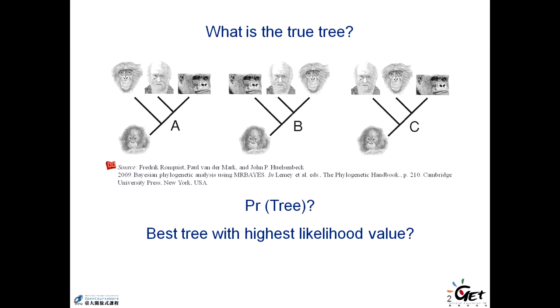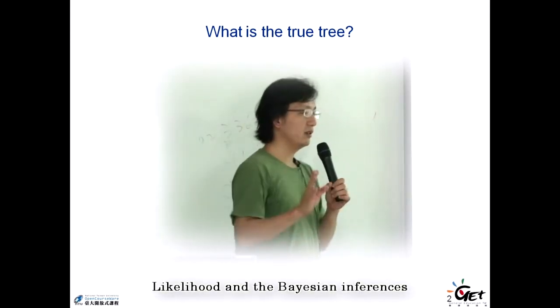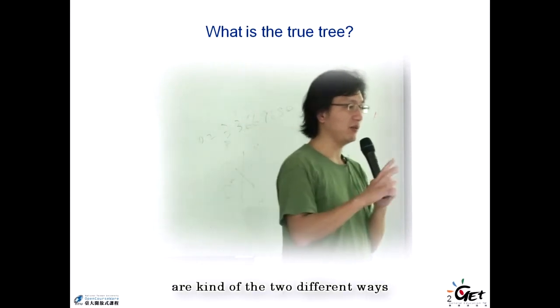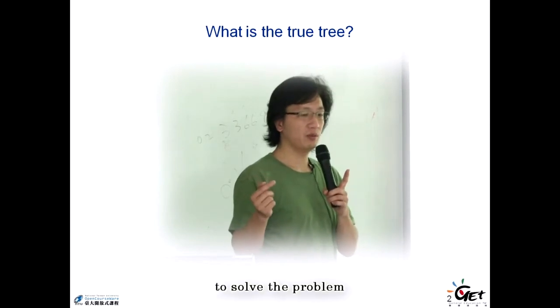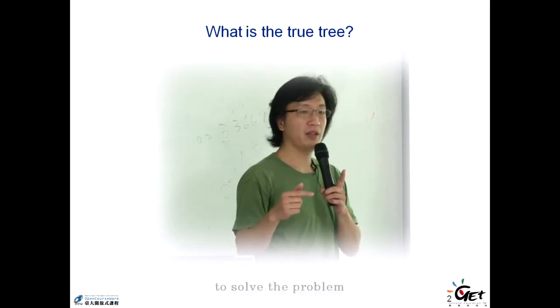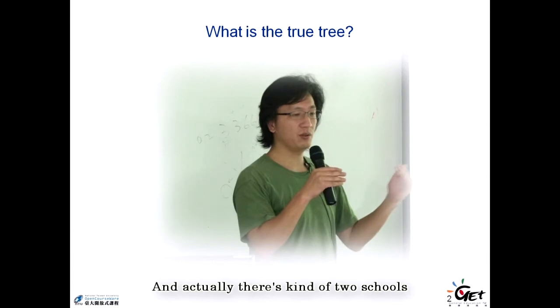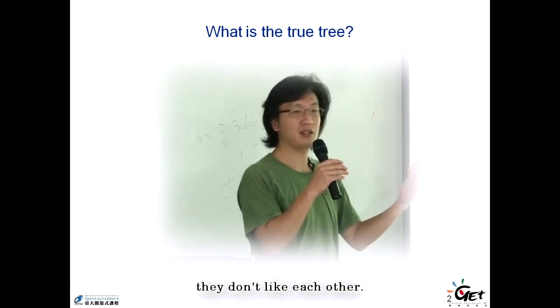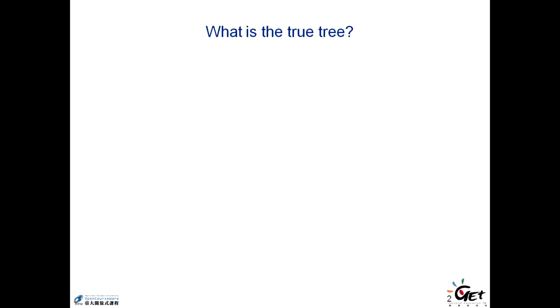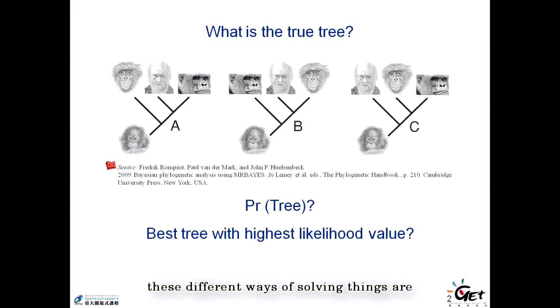Anyway, there are different ways to evaluate the trees, but they are all trying to find the most probable tree, or the best tree. Likelihood and Bayesian inference are 2 different ways to solve the problem. Actually, those are 2 schools in statistics, and sometimes they don't like each other. These different ways of solving things are based on different thinking. We'll start from the likelihood later on, and we'll keep going on to the probability.